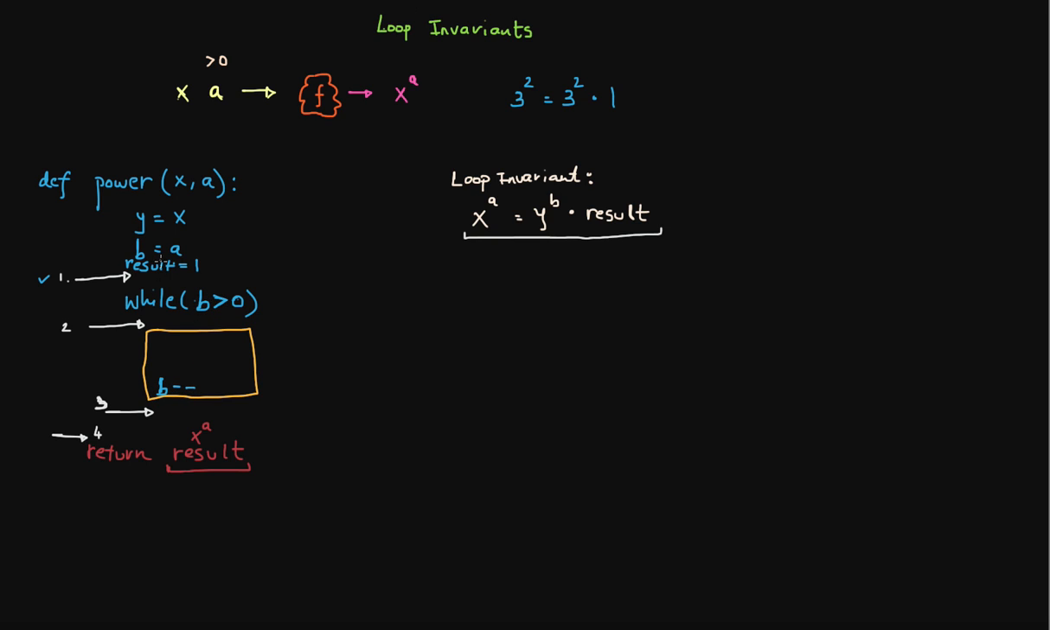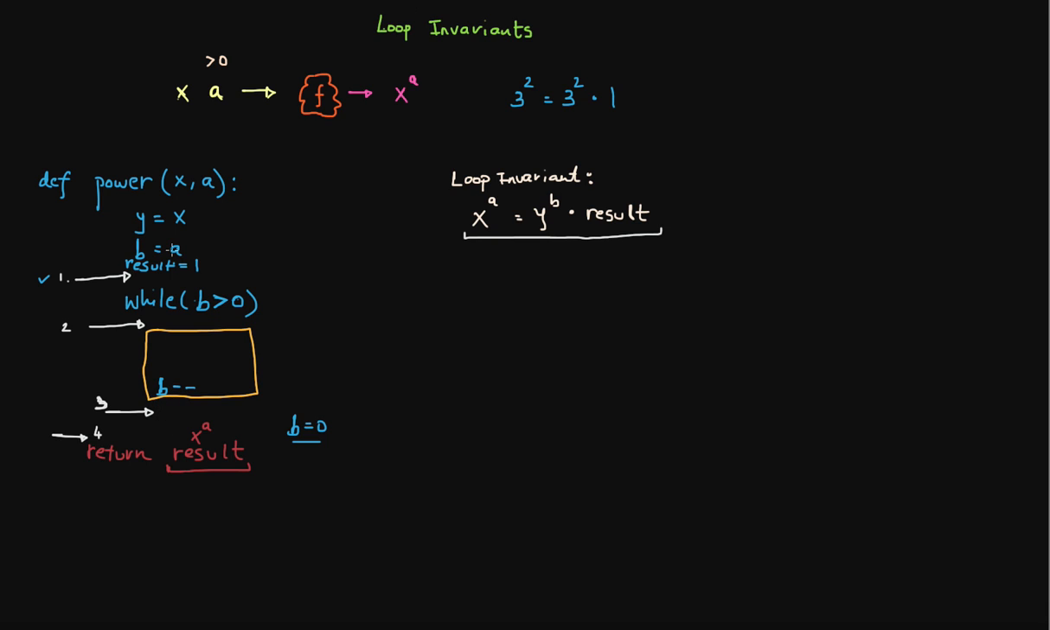As long as b is greater than 0, do something in this yellow box, but the very last statement is going to be minus minus, meaning that this loop does come to a termination. At some point, b will be equal to 0, and when b is equal to 0, the loop is going to break here.